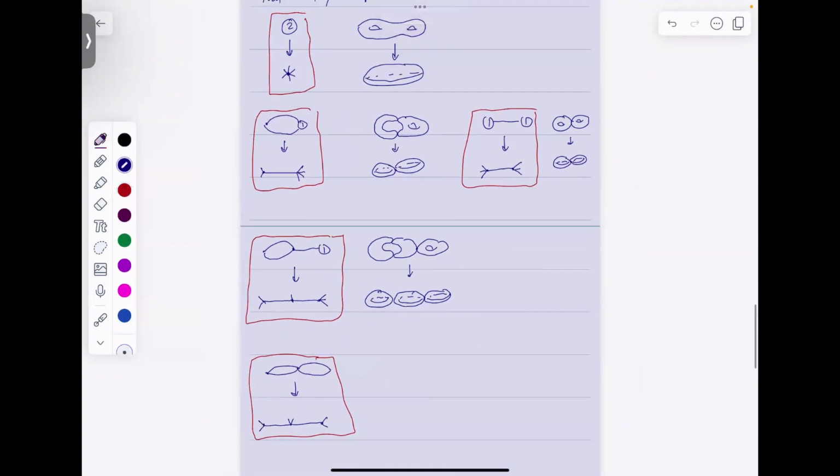So what does the map of curves look like in this case?